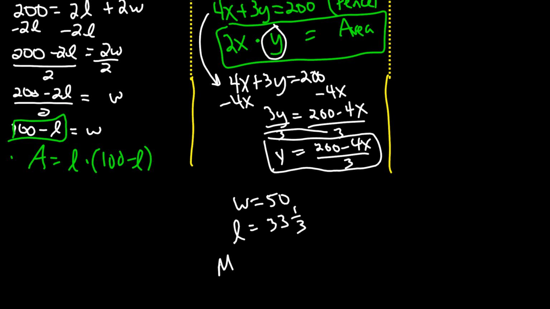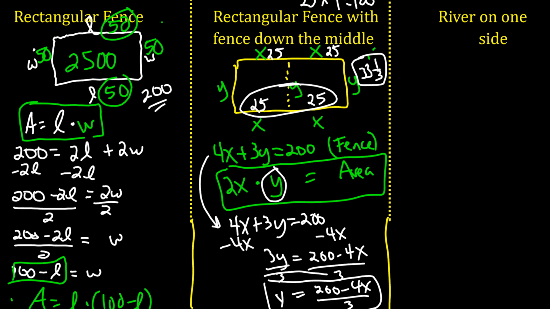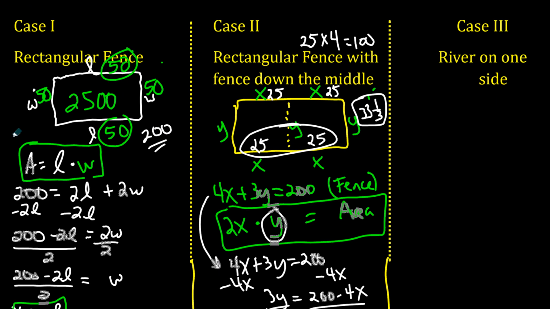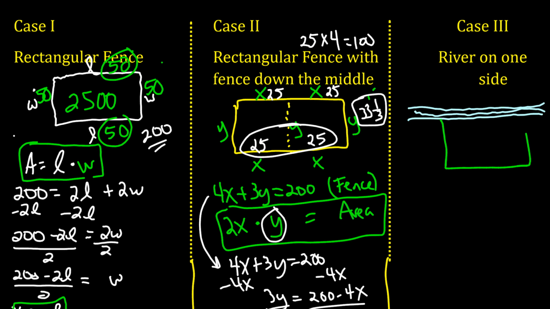The maximum area, max area, we said was 1666.6 repeating, or 1666 2/3. All right, so then the third and final iteration of this would be, what if this farmer has a river on one side? I'm going to draw a quick river. There's our river. Well, let's make it a stream here. There's water down that river. And so then the fencing is just going to be 3 pieces of fence, like that.